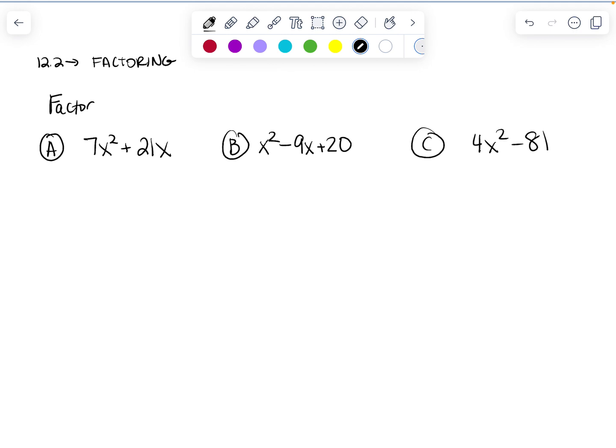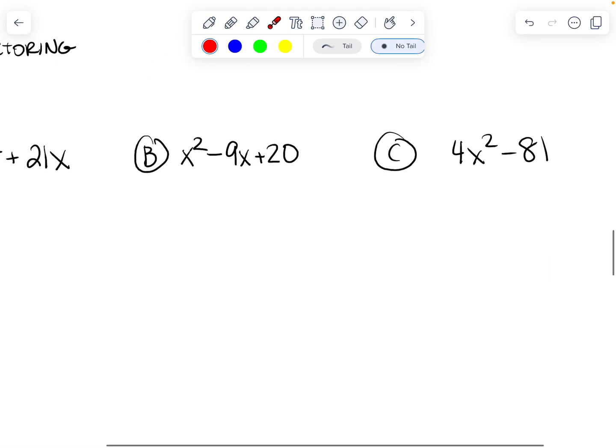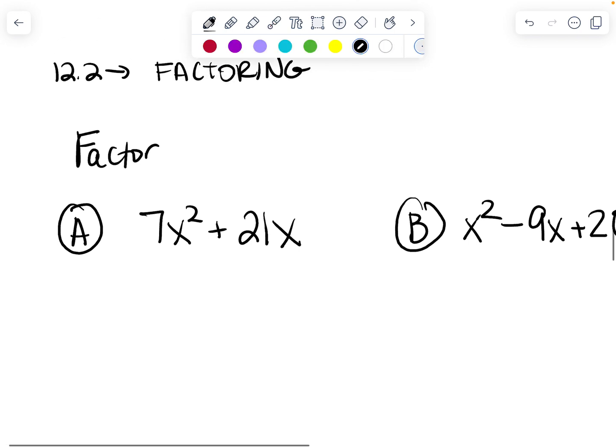So remember what I just said. Factoring is making multiplication problems. There is no multiplication going on here. There's a multiplication happening here, but I'm not talking about that. I'm talking about between the stuff. 7x squared and 21x are not being multiplied. There's a big fat plus sign between them. Big fat minus and plus sign. So how do I know when I'm in 12.2?